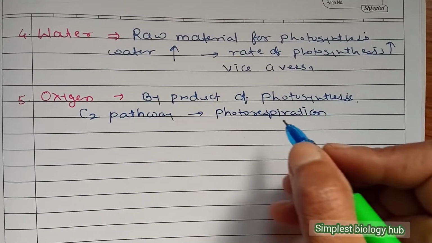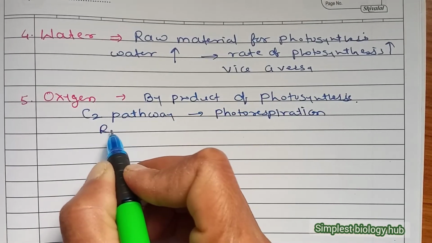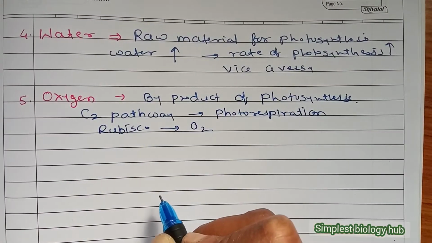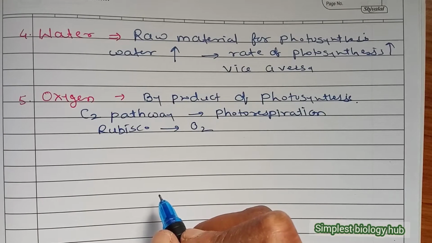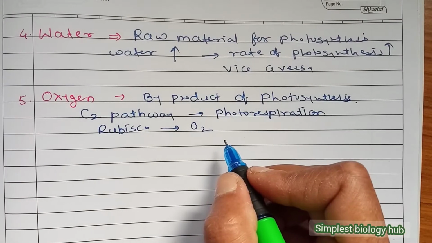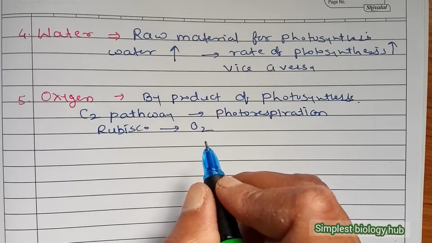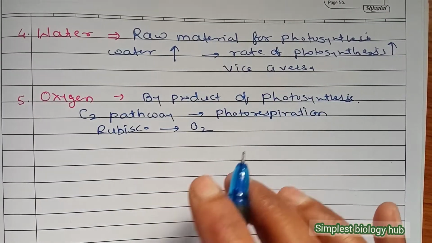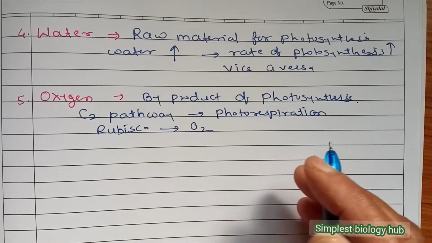What happened in the C2 pathway? The Rubisco enzyme utilized oxygen instead of carbon dioxide, and photorespiration takes place. During that reaction, the energy is utilized, but there is no formation of any useful substance. It means the total wasting of the energy of the plant.